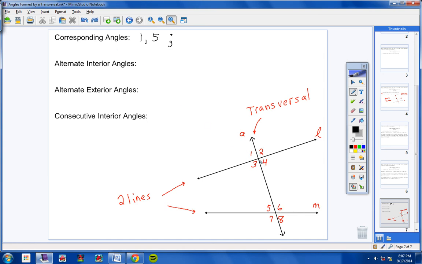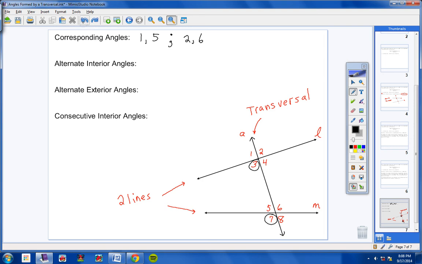Now, angles 3 and 7 would be corresponding angles. Remember, they come in pairs of 2. I mean 3 and 7, and I apologize, students, sorry about that. 3 and 7. Now notice angle 3 and angle 7 are both below the 2 lines that are being intersected, and they're both to the left of the transversal. Okay?